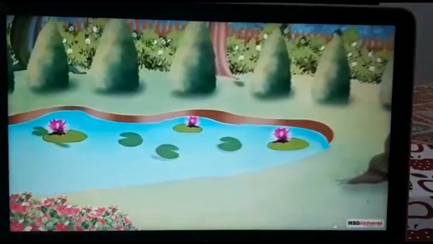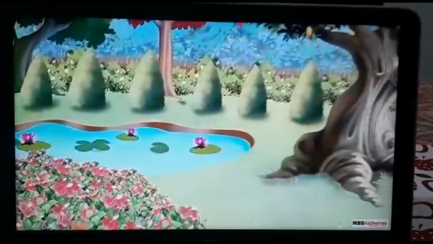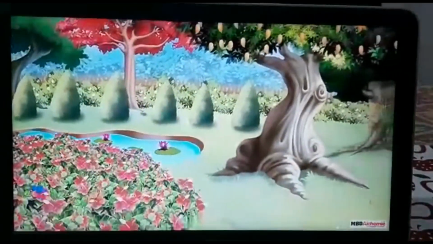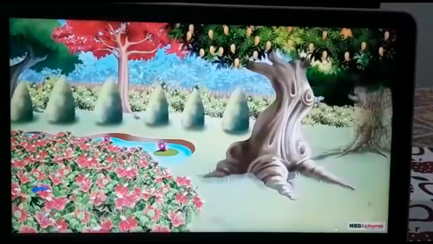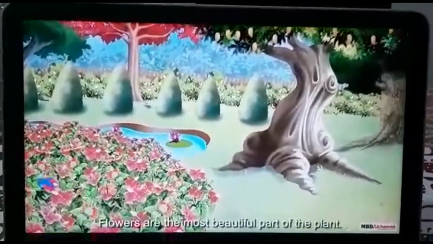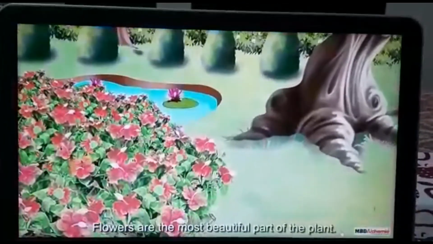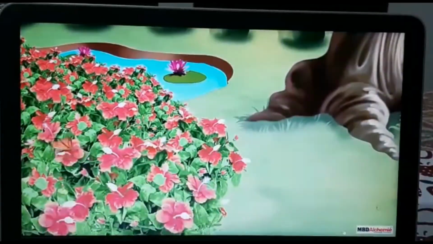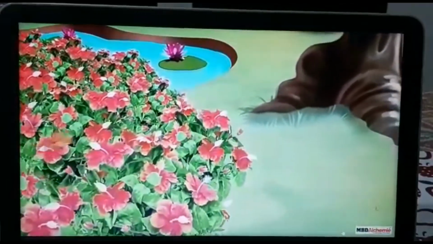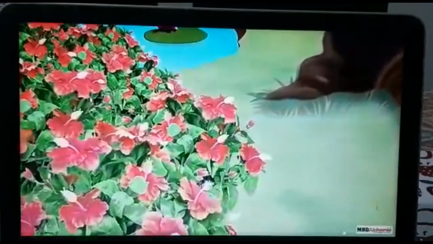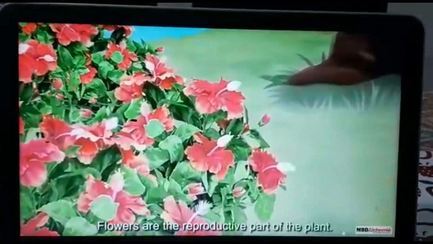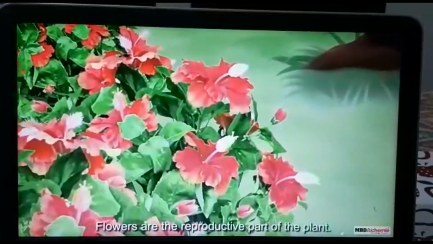It is spring season. Flowers are blooming on the trees. It is indeed a beautiful sight. Flowers attract all of us. They are the most beautiful part of the plant, isn't it? You already know that flowers are not present only to add beauty to the plant. They are in fact the reproductive part of the plant.